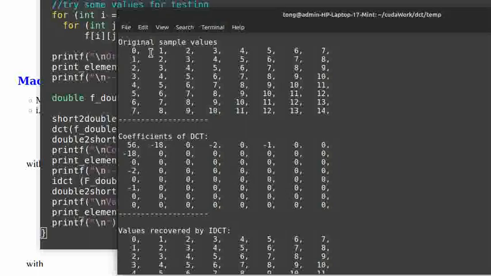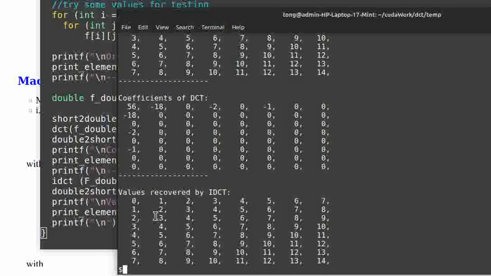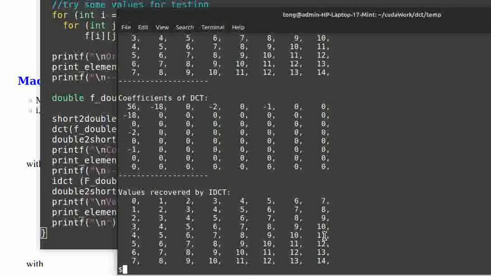So that means the data here do not contain as much information as it appears, because many data values are correlated. So in the frequency domain, many are zeros, so it is much easier to compress the data in this form. And here, these are the values we recovered by inverse DCT. So they are the same as the original values, as you can see here.